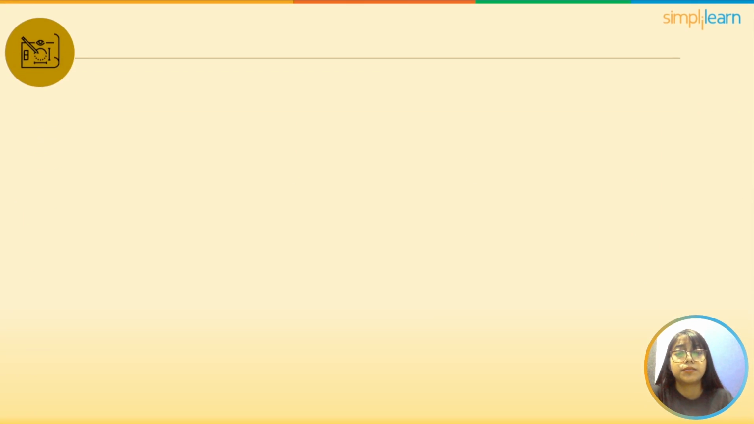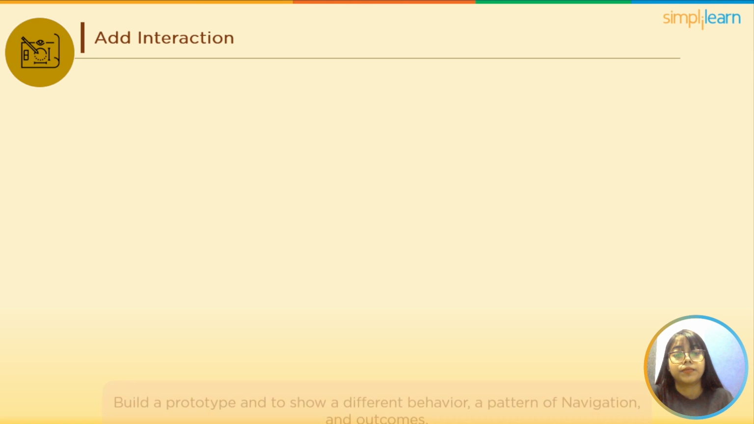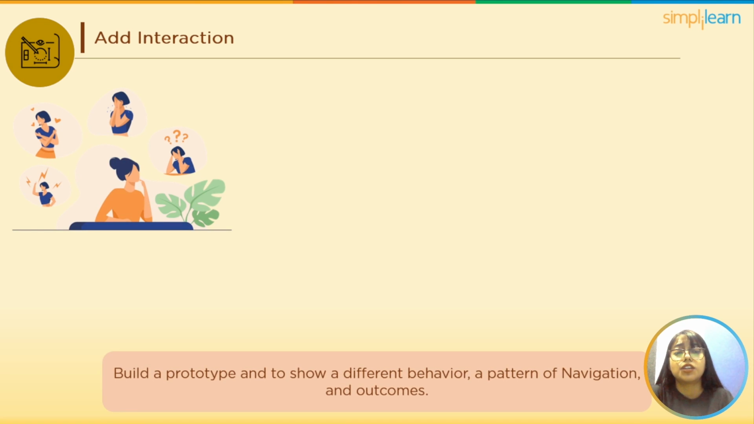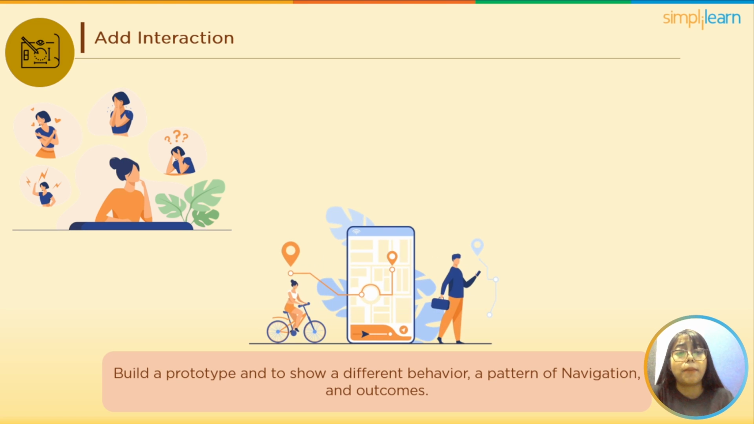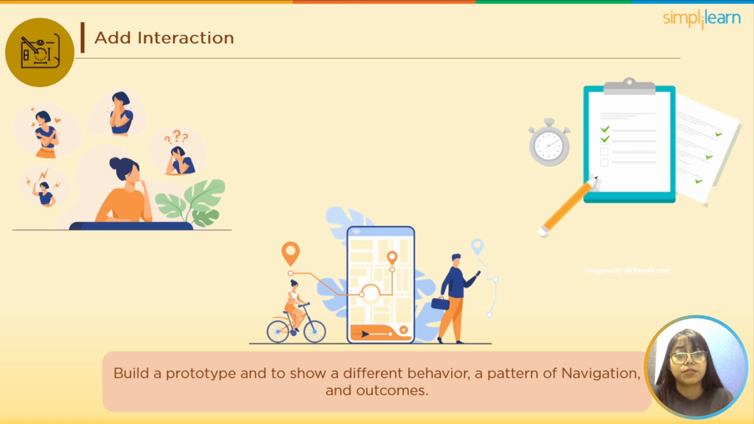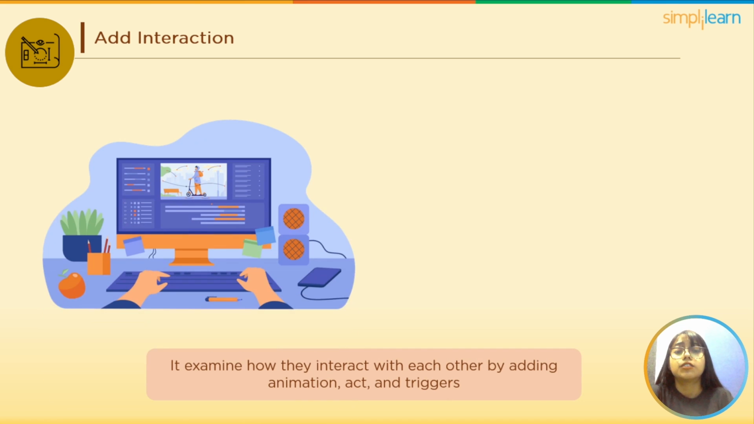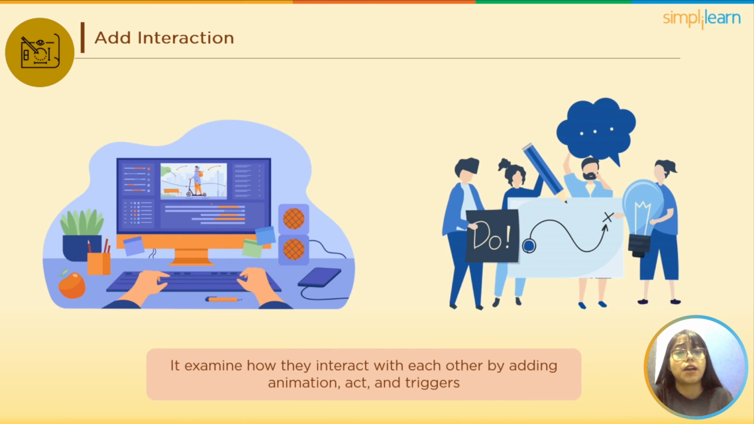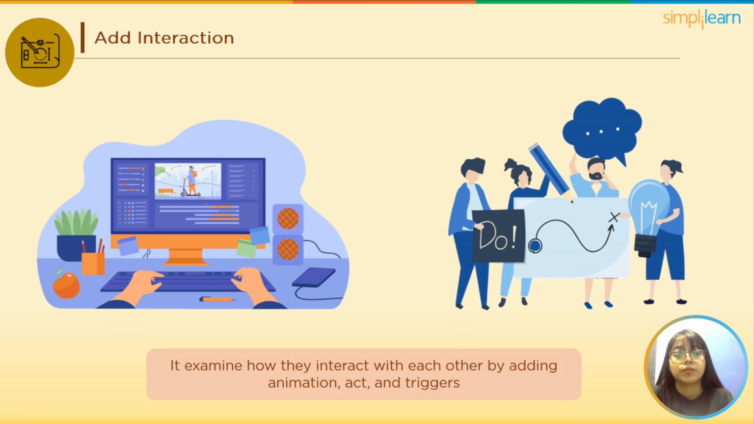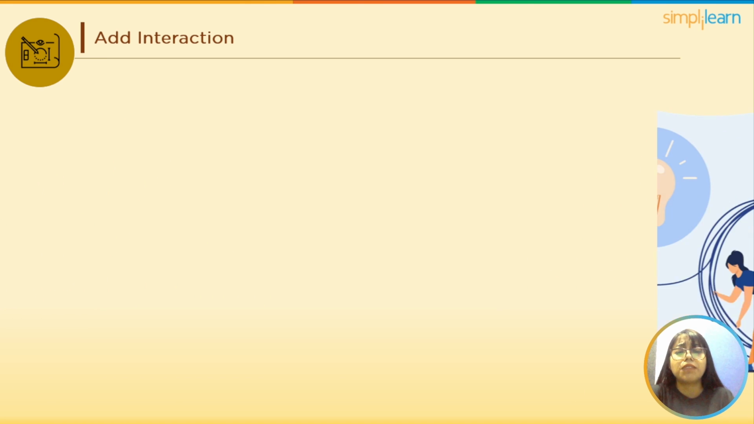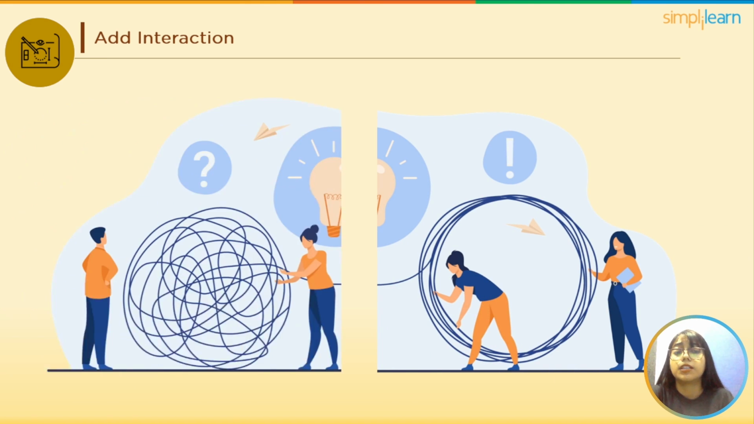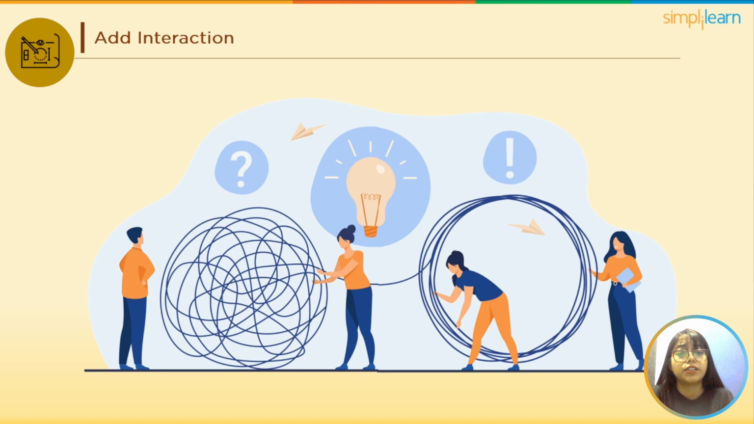And the next one is add interaction. Interactions are used to build a prototype and can be used to show different behavior, patterns of navigation, and outcomes. They work by connecting two different layers and then examining how these two layers will interact with each other by adding animations, actions, and triggers. Interactions can be simple and easy, but sometimes they are more complex too, as animated elements move and change their properties.